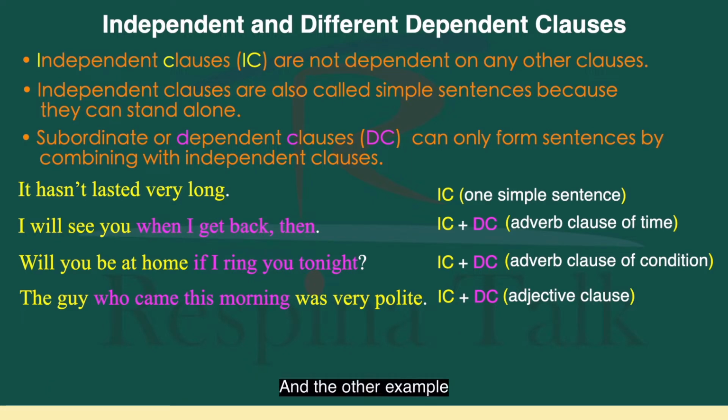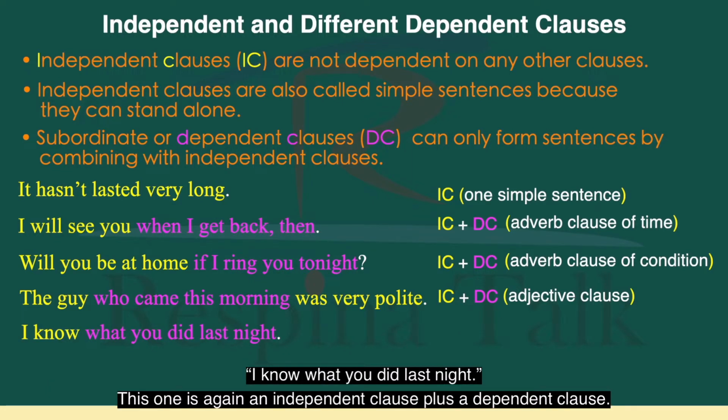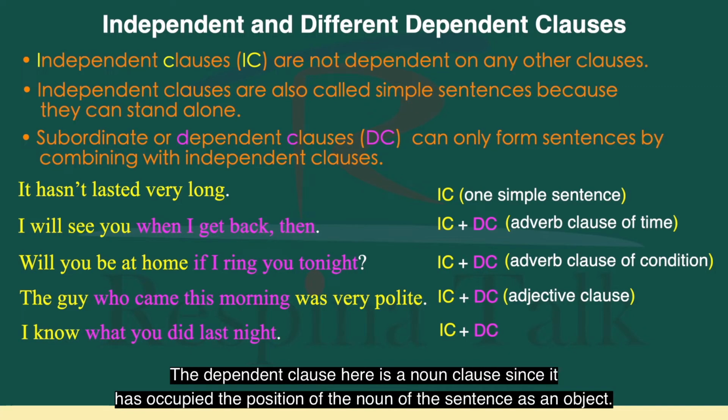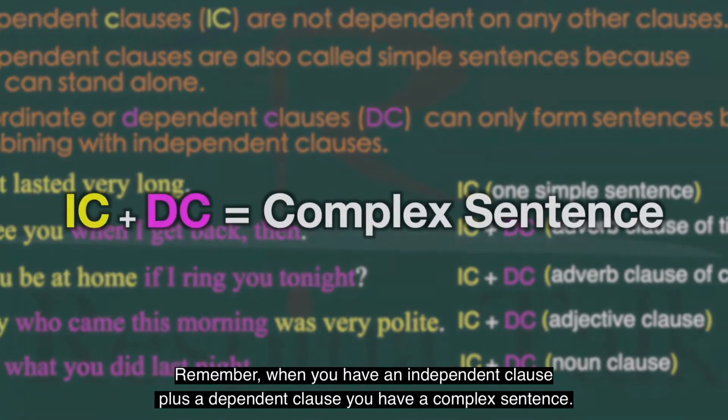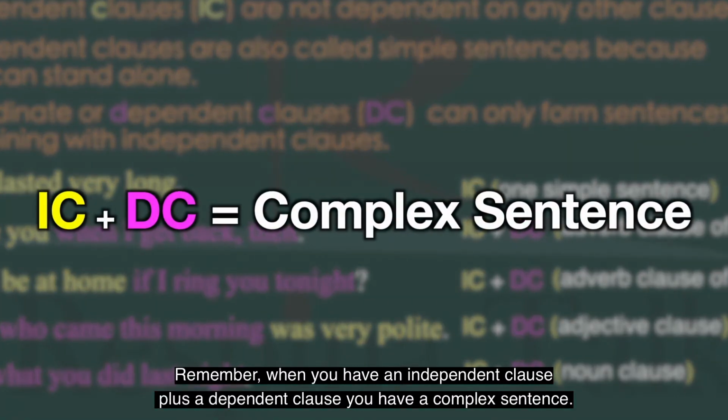And the other example. I know what you did last night. This one is again an independent clause plus a dependent clause. The dependent clause here is a noun clause since it has occupied the position of the noun of the sentence, as an object. Remember, when you have an independent clause plus a dependent clause, you have a complex sentence.